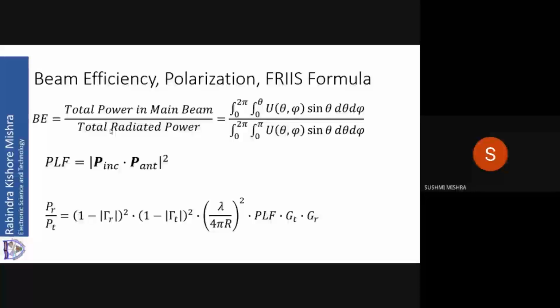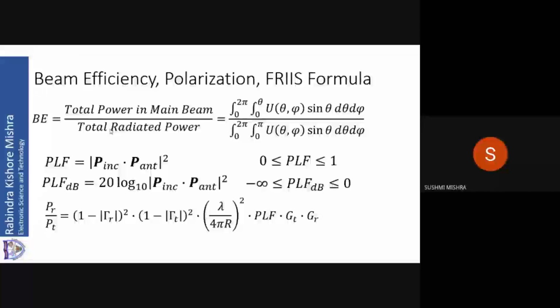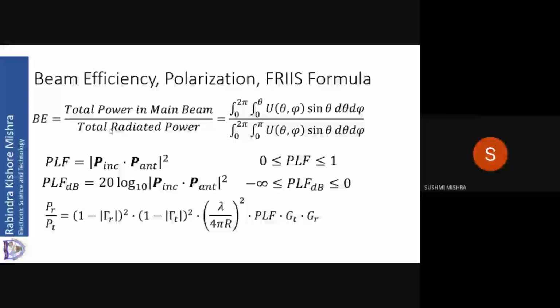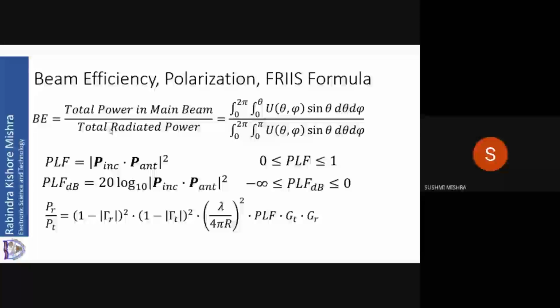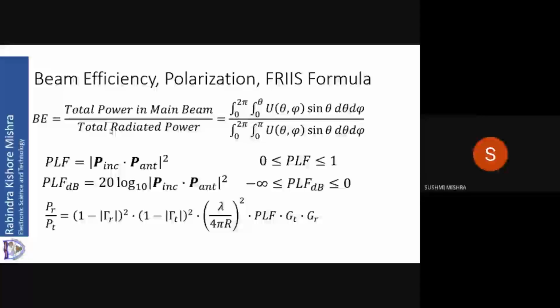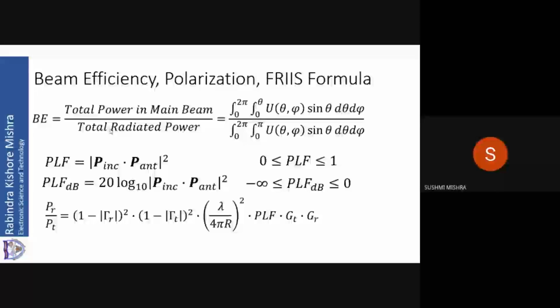Then we defined what is beam efficiency, what is polarization, then what is Friis formula. These three we defined. I am not going to go through it once more. This is available in your notes. So I will not go through it once more. I will skip it. Then we started the real thing, which is the potential, EM potential.